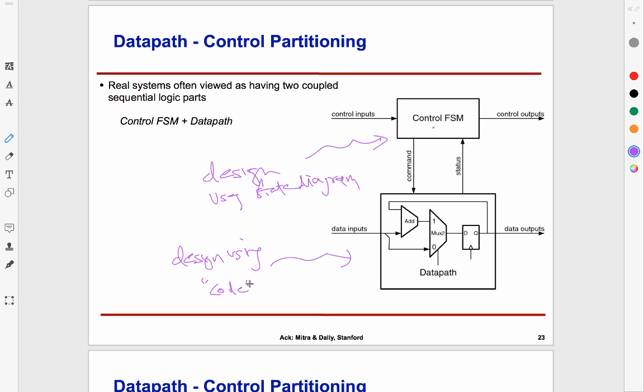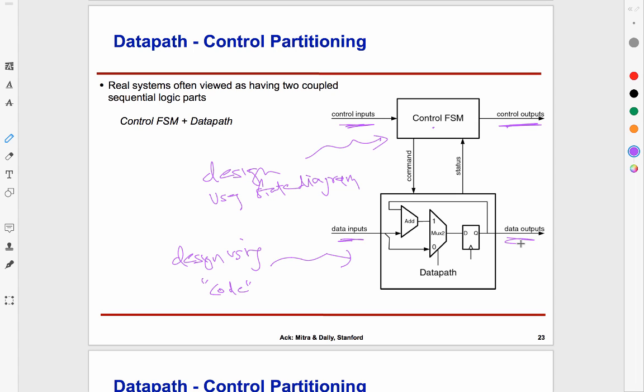So inside the data path, you would have things like multiplexers, adders, registers, and stuff like that. And inside the control FSM, you would again have registers, the state registers for the control FSM, and you'll again have combinational logic, but it will be more random. It won't have this kind of nice n-bit structure to it. Then what you see is that some inputs go to the control FSM, and some inputs go to the data path. Some may go to both. And likewise, the control FSM outputs some signals, the data path outputs some signals. And the two talk to each other.